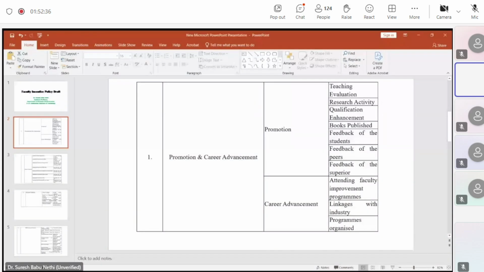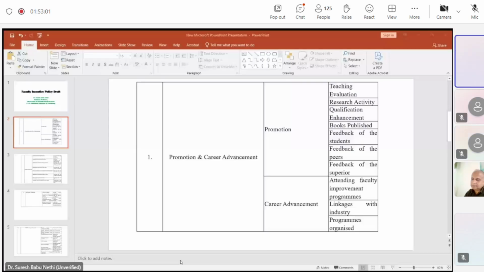After that, research activity: not only projects, but the overall research activity, including research guidance and papers published in journals. We have Scopus and others, as well as the FT, Financial Times. In the case of qualification enhancement, people may apply for more master's degrees or postdoctoral fellowships.